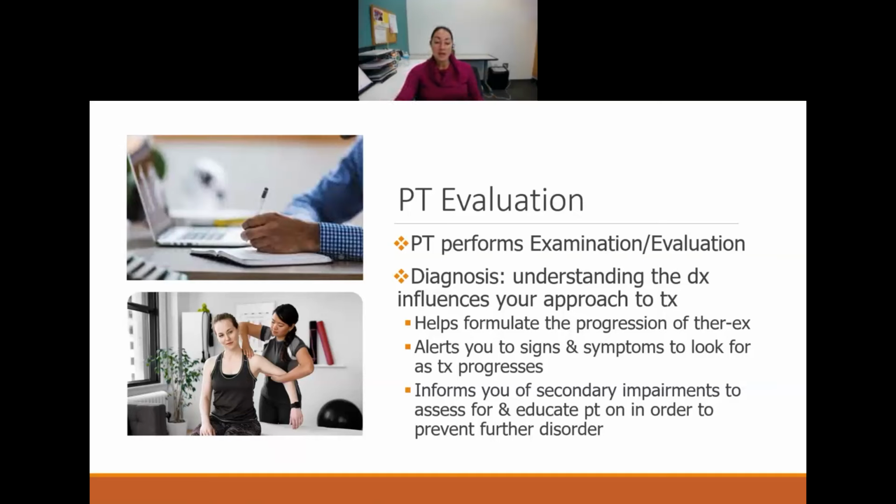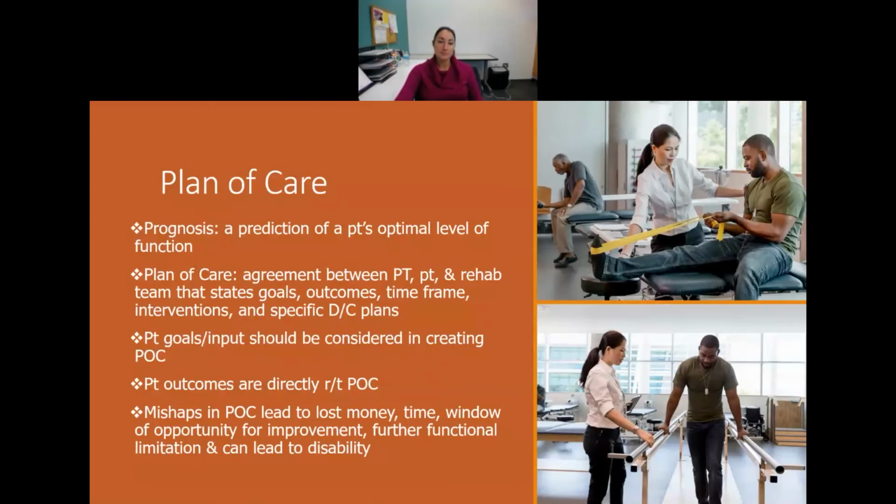But again, it's individualized, so two people with the same diagnosis will still have variability in treatment. Plan of care. It includes the prognosis, which is a prediction of what optimal level of function they could reach. It is an agreement between the PT, the patient, and the whole rehab team. It has goals, outcomes, time frame, intervention, and a plan for discharge.